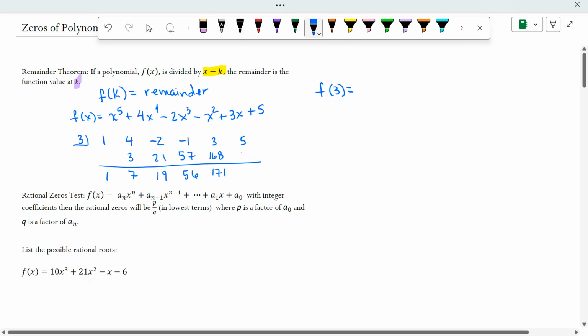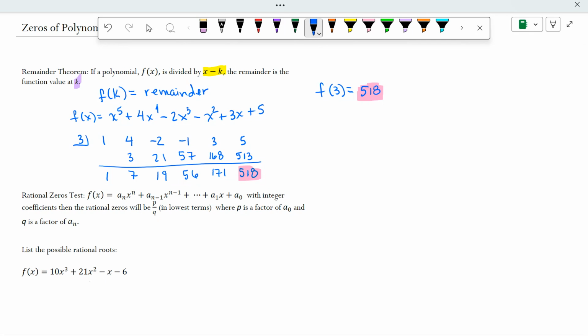171 times 3, I already did it on my calculator, is 513, and 5 plus 513 is 518. This is my remainder. The function value is the remainder. If I plug 3 into that function, I will get 518, and I didn't have to take 3 to the 5th or 3 to the 4th. All I had to do was multiply and add.